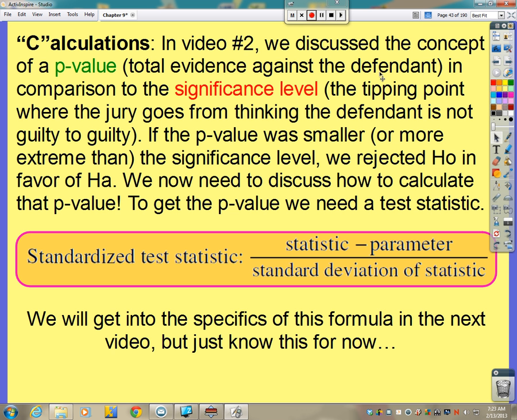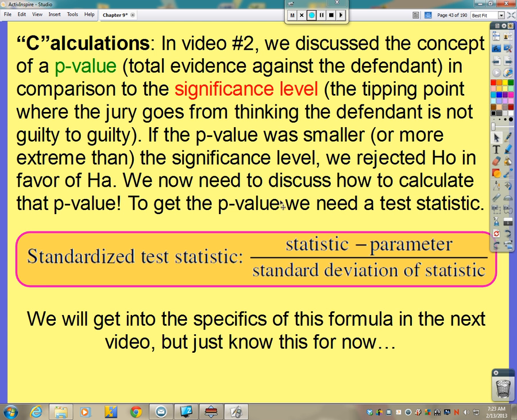Calculations. In video 2, we discussed the concept of a p-value, which was our total evidence against the defendant, if we were talking about the jury case, in comparison to the significance level. The significance level was our tipping point from saying that someone was innocent to saying they were guilty. Another way we described it in class was the significance level is that dividing line between calling something a rare occurrence versus not really that much of a rare occurrence. If it is a rare occurrence, that means we have a very small p-value, smaller than our alpha level, and we would reject the null hypothesis.